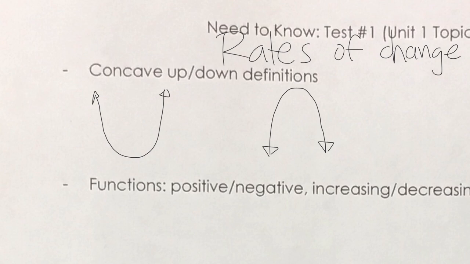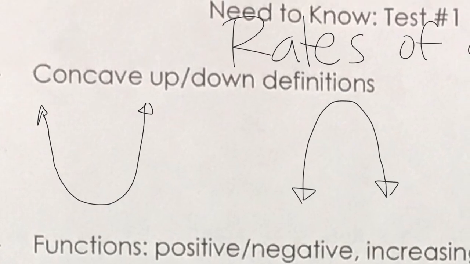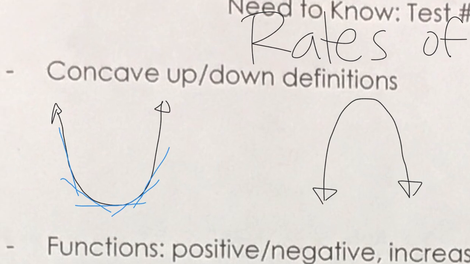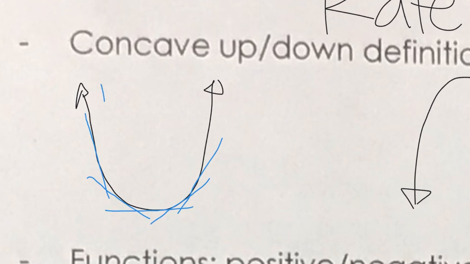So remember, your rates of change are the tangent lines to your graph. So the one on the left starts off very, very negative and gets less negative, eventually gets to 0, and then becomes more and more positive. So here, the rates of change are increasing. They're going from negative values to more positive values. So a concave up graph has an increasing rate of change, right?